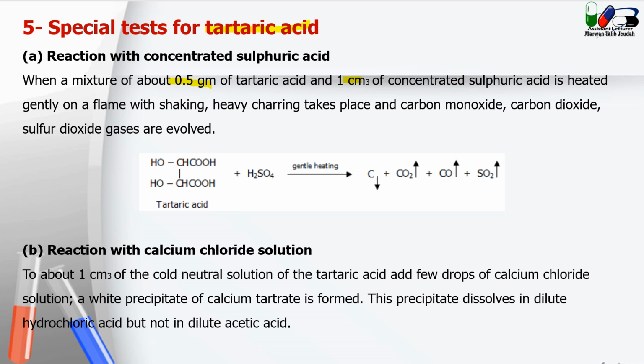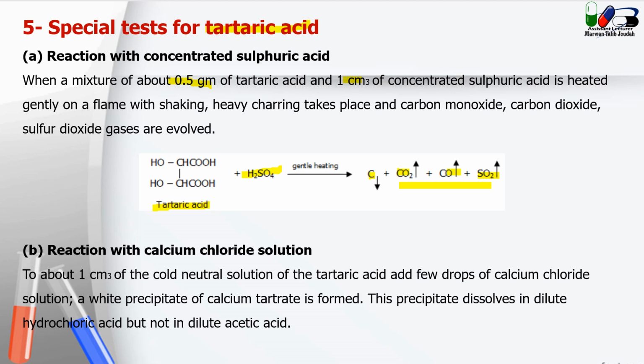So for the tartaric acid, as it is written right here, with concentrated H2SO4, gently heating, we will be having carbon as a precipitate, carbon dioxide, carbon monoxide, and sulfur dioxide. So they are gases, so they must be evolved.